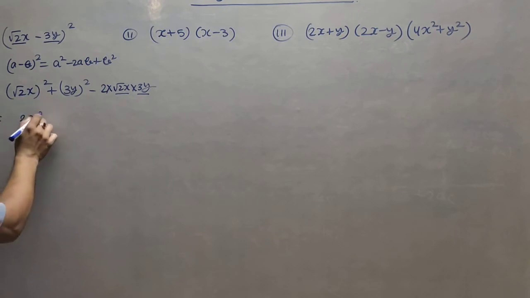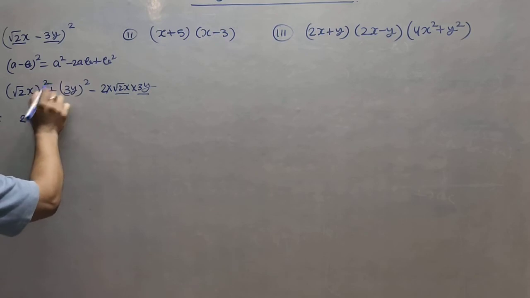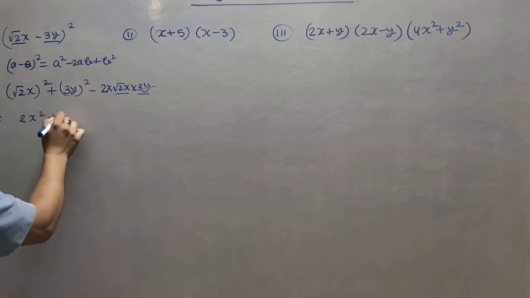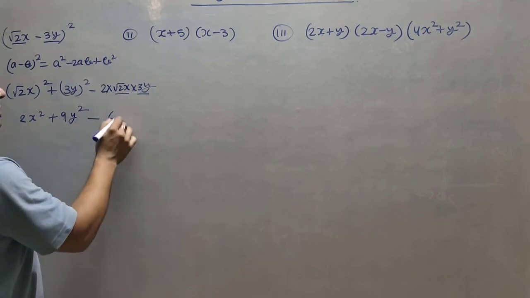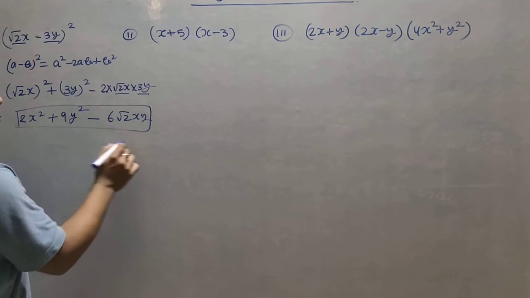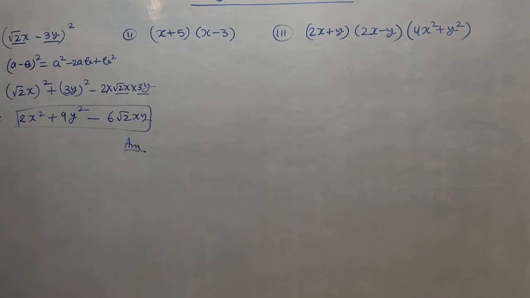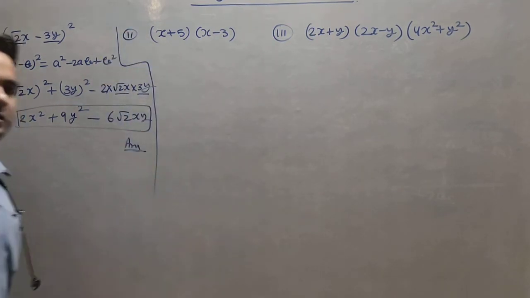It is 2x square, because root 2 square is 2. And we have to do the square of both, and 3 square is 9 and y square. It is 6 root 2 xy. Further, after this we cannot do more explanation. So this is our final answer, right? Now the next one, which identity?